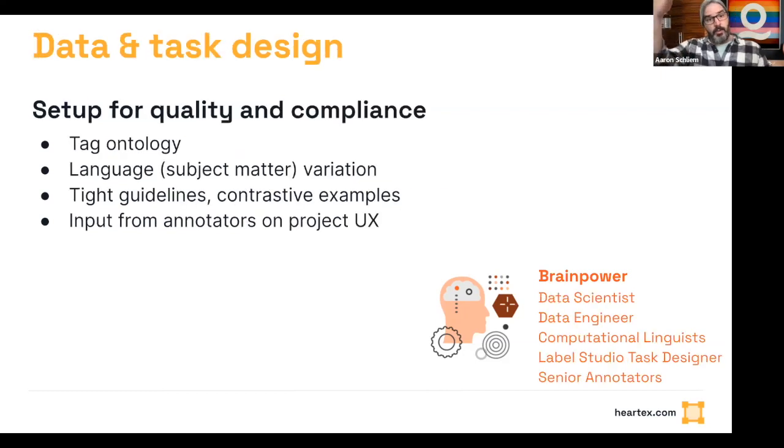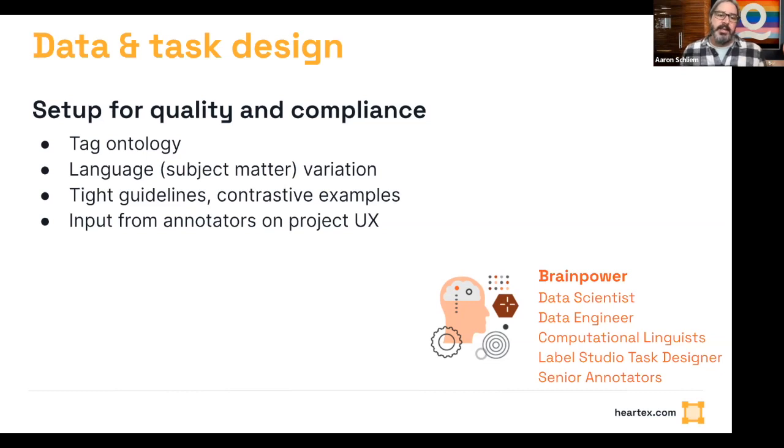So once we've figured out what the overall solution needs to look like, we want to dig into the task and the data design phase. And I really want to emphasize how important this phase of the process is. Before you get to annotation, if you don't have a really clear idea of how you're designing this data set and how you're going to set up the task for the worker, for example, in Label Studio, you really may find yourself with a lot of headaches down the road once you get to the actual data annotation process.